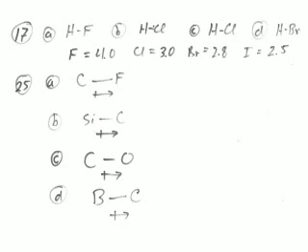In problem 2, carbon is less electronegative than fluorine, so the dipole points to fluorine. Silicon is less electronegative than carbon, so the dipole points to carbon. Carbon is less electronegative than oxygen, so the dipole points to oxygen. And bromine is less electronegative than carbon, so the dipole points toward carbon.